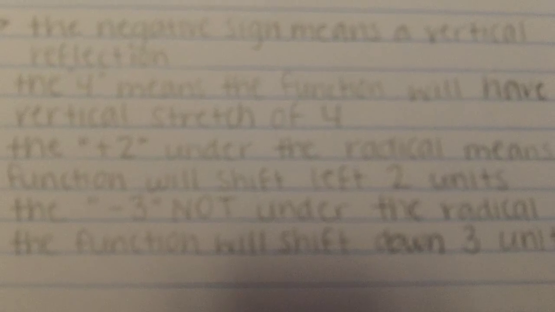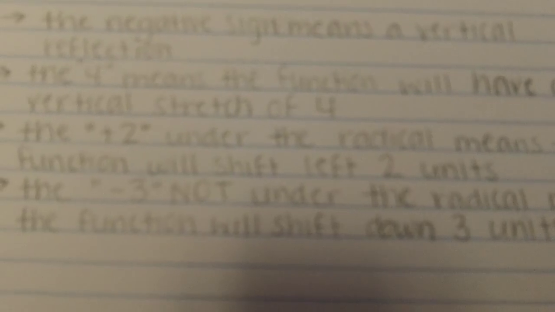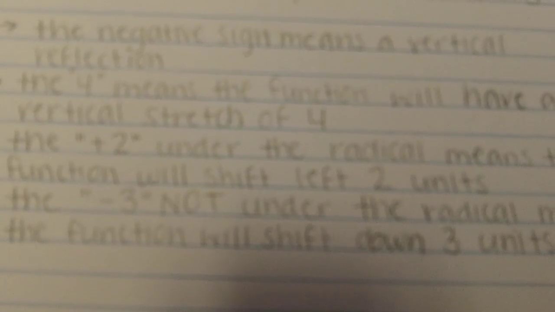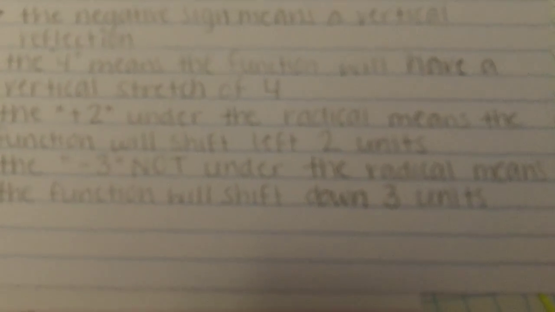The plus 2 that is under the radical, which is very important, means that the function will shift left 2 units. The -3 that is not under the radical means that the function will shift down 3 units. So let's go ahead and follow through with these transformations.